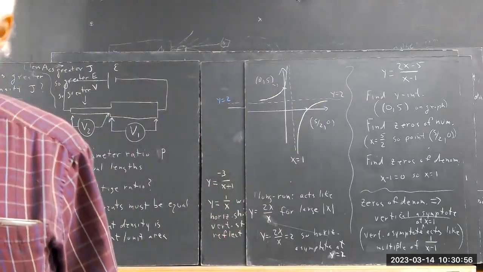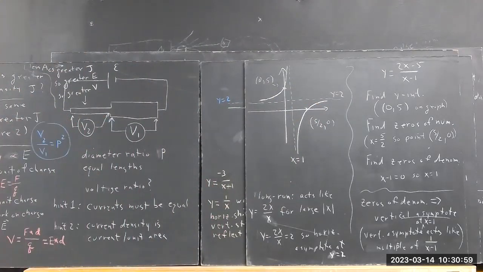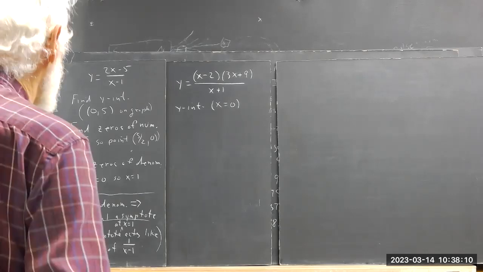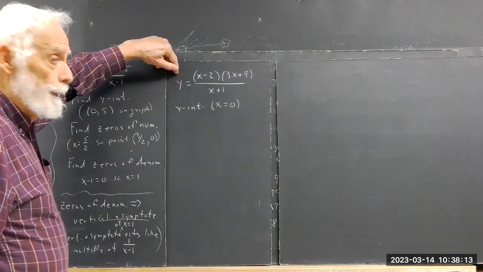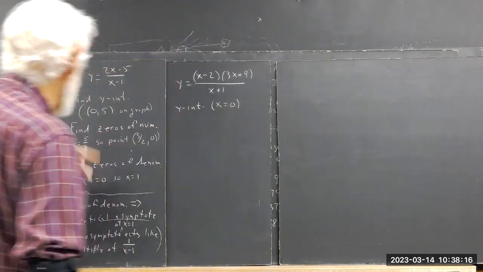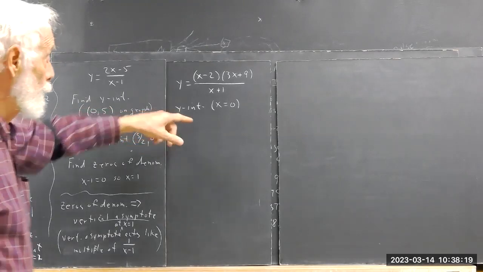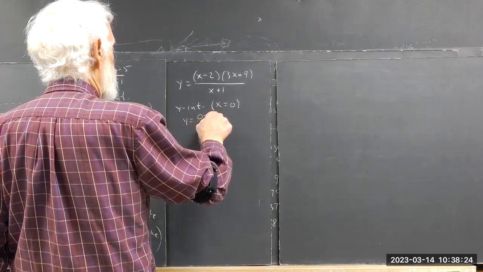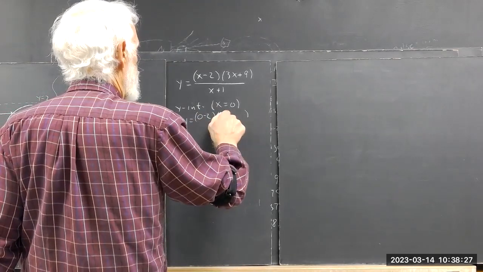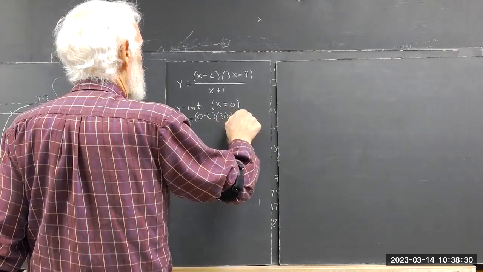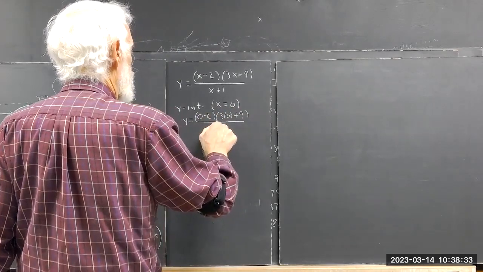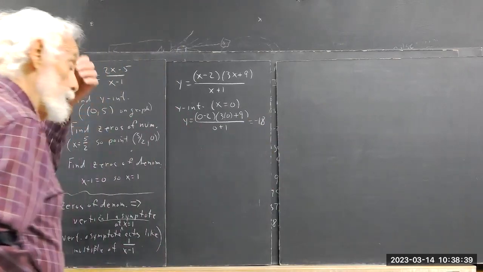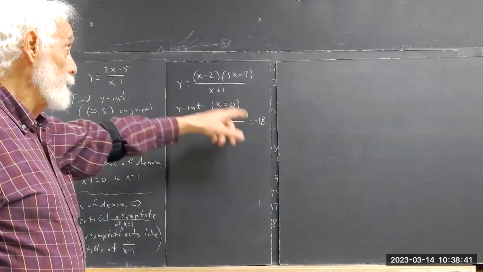Now look at a couple more examples following the same procedure because they can get a little more complicated. When we do this, we find the y-intercept. The y-intercept occurs when x equals 0, so you get y equals (0 minus 2) times (3 times 0 plus 9) over (0 plus 1), which is negative 18. That gives a point on the graph. x is 0, y is negative 18.